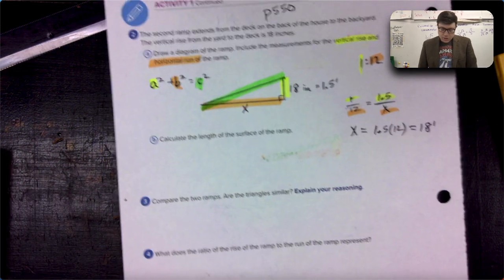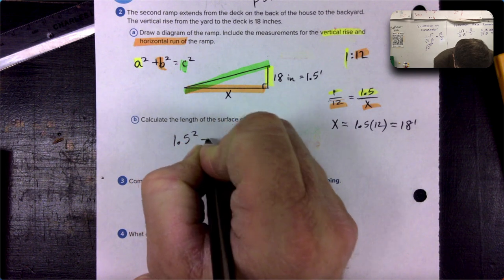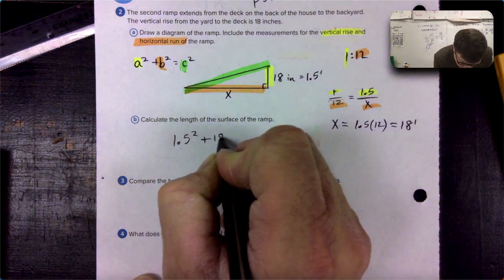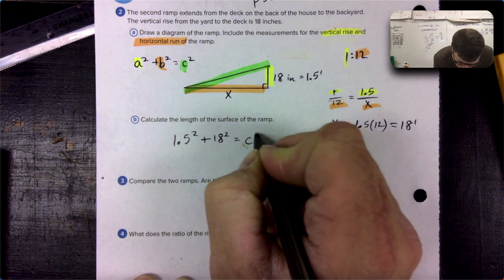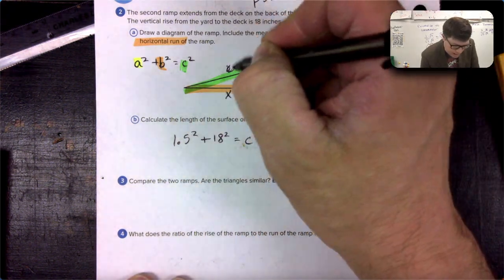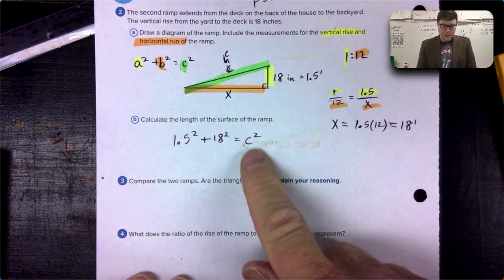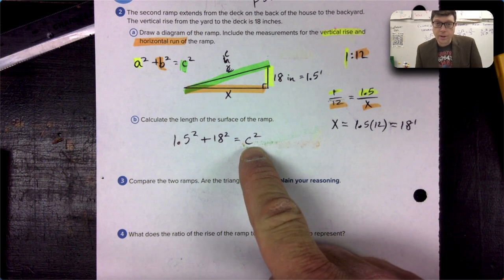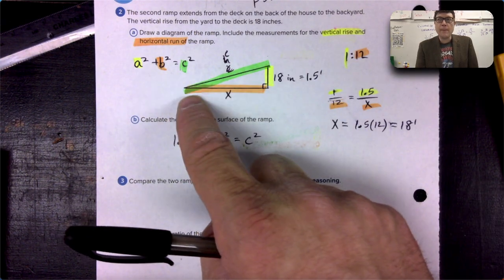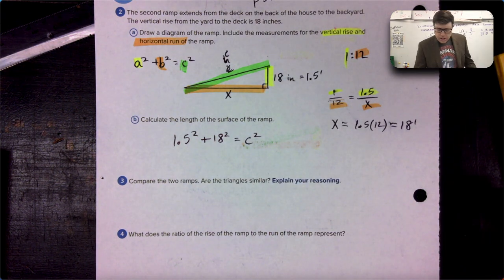So a squared would be 1.5 squared, and b squared would be 18 squared, and then it's going to equal the length of the ramp, which we don't know, so I'm going to use c, or maybe not that, use h, right? Whichever. So as long as we know that the result of the Pythagorean theorem is the diagonal, the hypotenuse of the triangle. So figuring out what squares are can be a challenge.